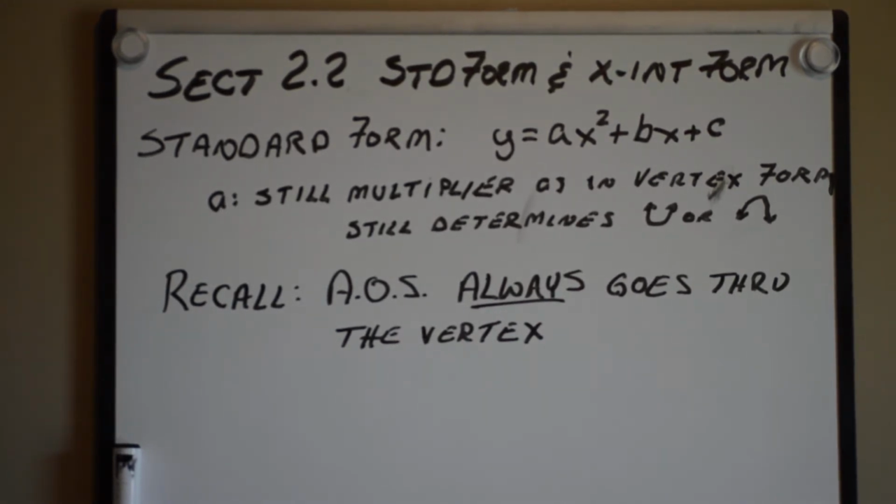Alright, today we're continuing on with section 2.2 in Algebra 2. We're going to be talking about quadratics still. This entire chapter is quadratics. Today we're talking about standard form of a quadratic equation and x-intercept form.